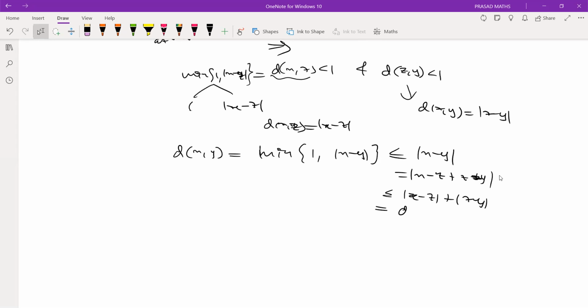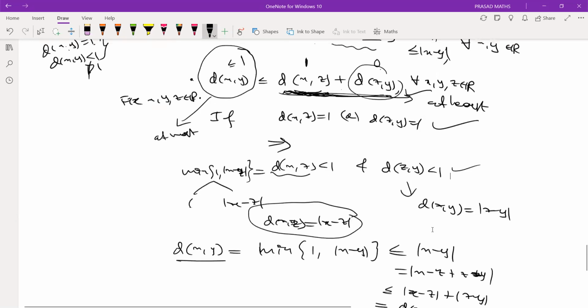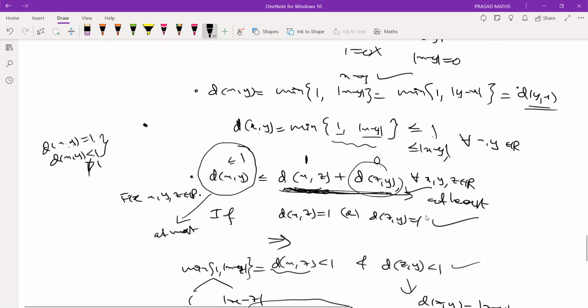Therefore, what is this? The distance between x comma z, using this step. Therefore, the distance between x comma y is less than or equal to the distance between x comma z plus the distance between z comma y. So the triangle inequality holds in this case. So in both cases, we have shown the triangle inequality. Hence, it is a metric. Is it clear, the step?